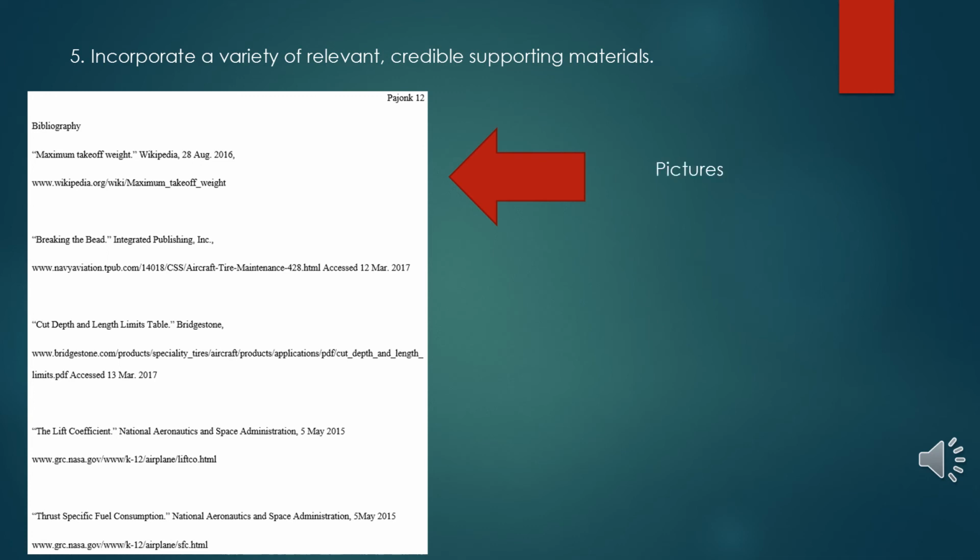Sources must be relevant and credible. Again, Wikipedia may not be the most reliable source. You can also use a variety of supporting visuals, such as pictures, charts, and any other item that relates to your speech.